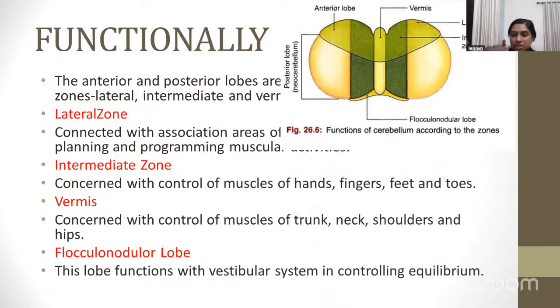So here is the functional classification. This is the lateral part. Okay, it is concerned with the planning and programming of muscles. And control of hands, fingers, feet, etc. is carried out by the intermediate zone, and the median zone, or the vermis, is concerned with the muscles of the trunk, neck, shoulders, and hips. And the flocculonodular lobe is considered a separate part, and it usually functions with the vestibular system in controlling the equilibrium of the body.